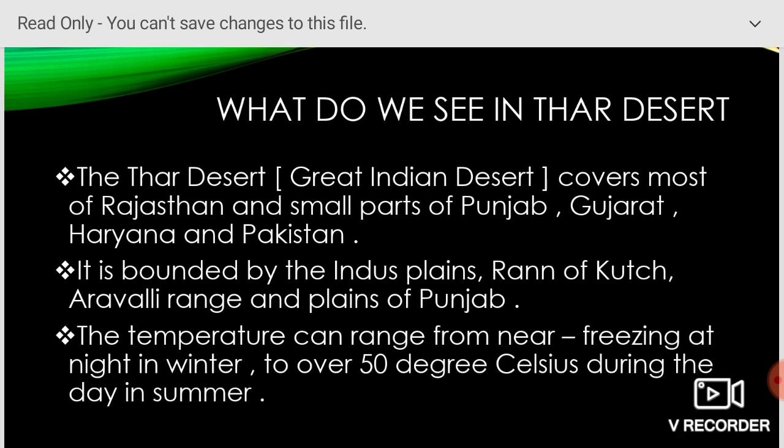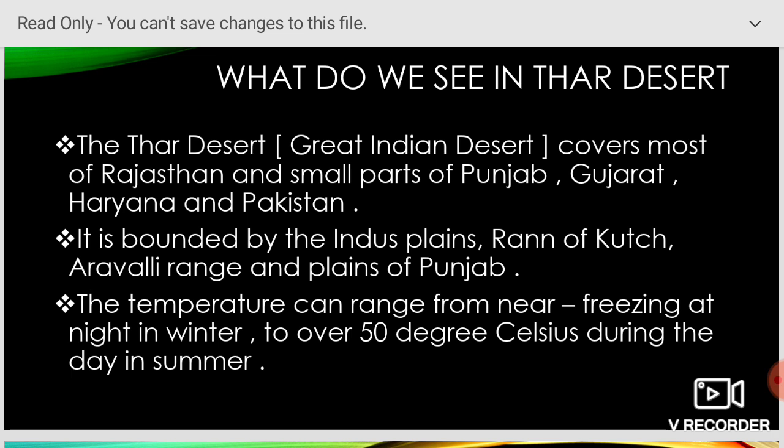What do we see in the Thar Desert? It is bounded by the Indus Plains, Run of Kutch, Aravalli Range and plains of Punjab. The temperature can range from near freezing at night in winter to over 50 degrees Celsius during the day in summer.